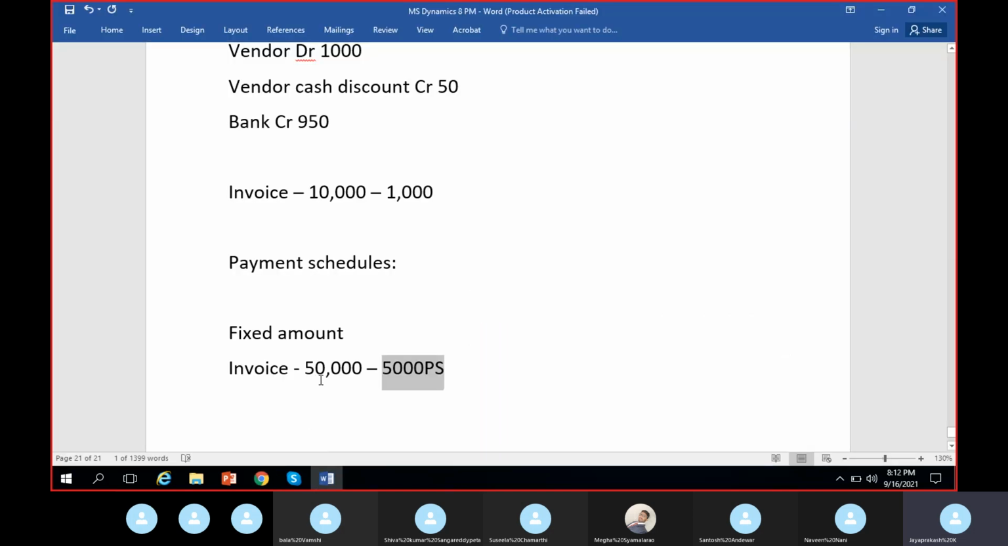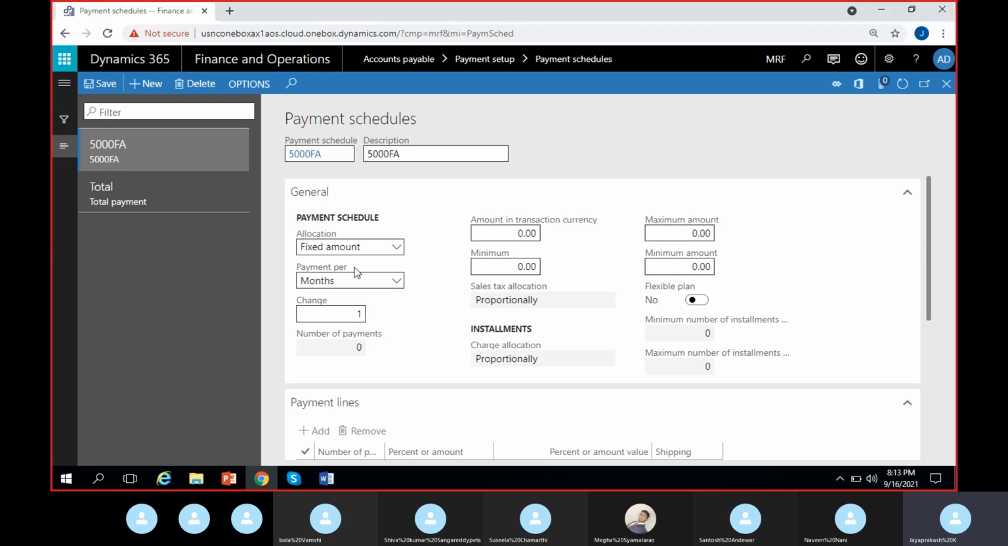Suppose it is 50,000. So every month I'll pay 5,000, 5,000, 5,000. I can divide that invoice into 10 parts, so that from the invoice date, every month I'll pay 5,000. Leaving the invoice date, from the next month I'll pay 5,000, 5,000, 5,000 like that. Then I can give that amount here. Only if I give that amount here, that would be applicable.